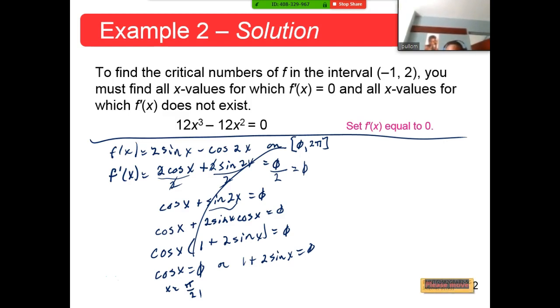All right. So we determine where cosine x is equal to 0. That happens at pi halves. Any other values between 0 and 2 pi where cosine would equal 0? 3 pi over 2, and all the others are outside that domain. Okay? So that gave us that. Let's go to the right-hand equation. What do we do with that?